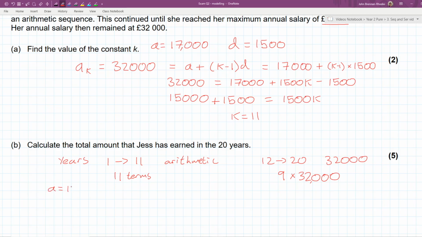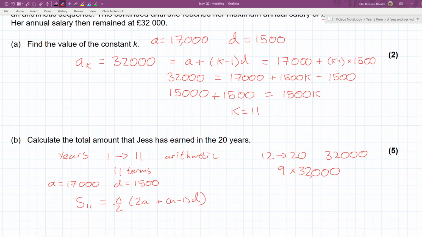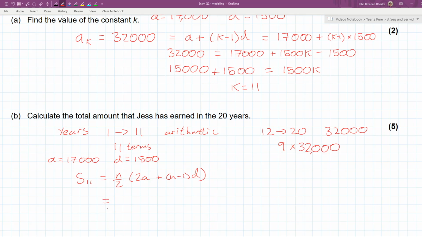So we've got A is equal to 17,000, and D is equal to 1,500, and I want to know what S11 is. Well, the formula, which is in the formula book, but you shouldn't need to look in the formula book, you should know it by now, is that. And we want to plug in the values. So we get 11 over 2 times 17,000 plus 11 minus 1 times 1,500.